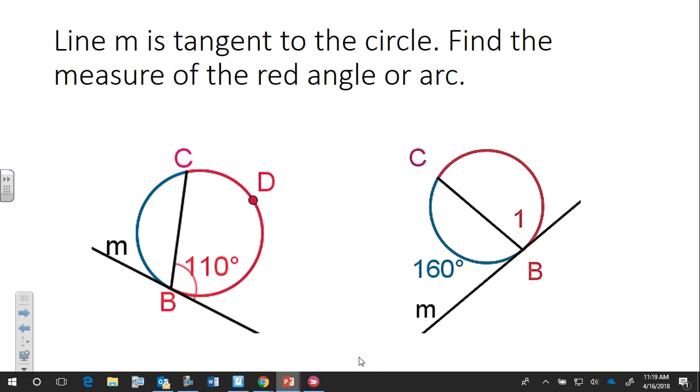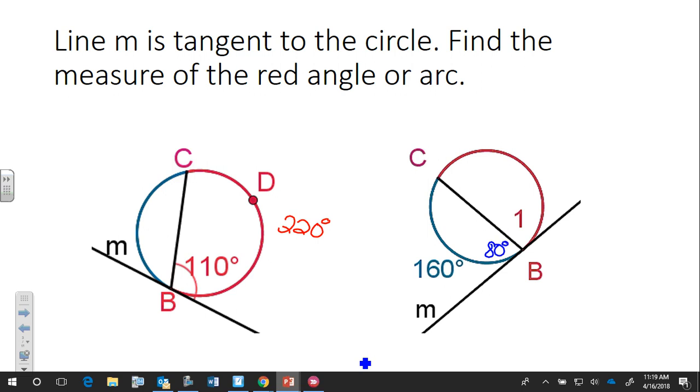So line M is tangent to the circle at point B. And we want to know the measure of the red angle or the red arc. So this red angle here at B is 110. How big is this major arc CBD going to be? 220. That's all there is to it. If you have the angle, you double it to find the arc. If you have the arc, you divide it by 2 to find the angle.